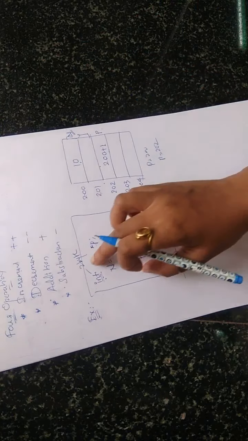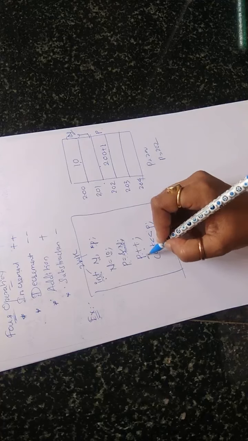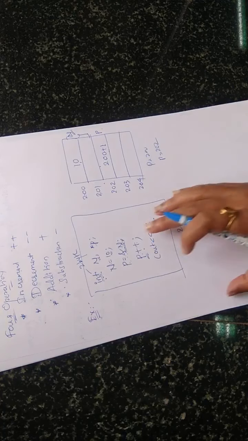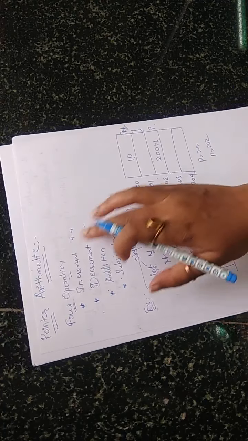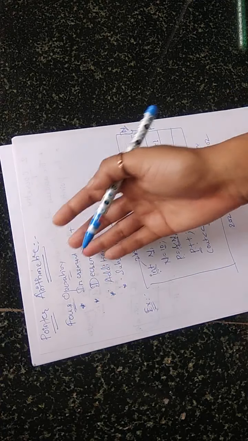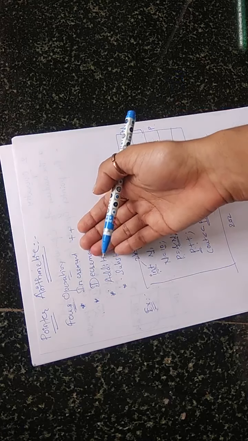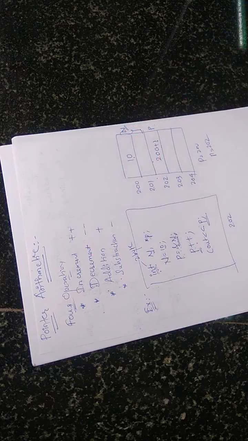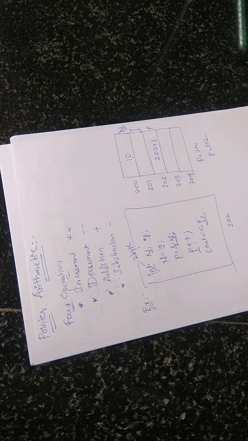Then, like this, you can perform some operations related to your pointer variables. Generally, one simple example I told you relates to increment. Like that, you can perform operations such as increment, decrement, addition, and subtraction. We'll see in detail how we can perform all these operations.